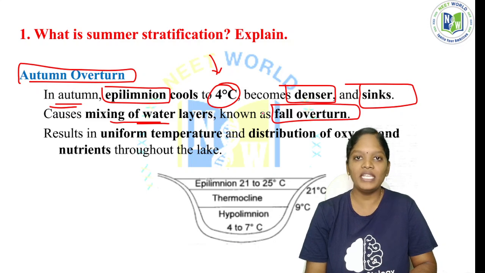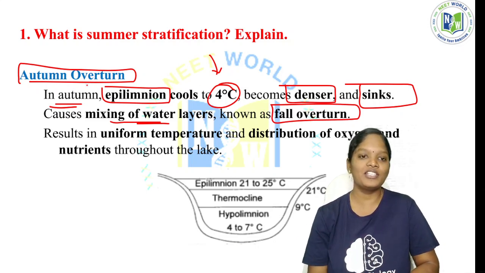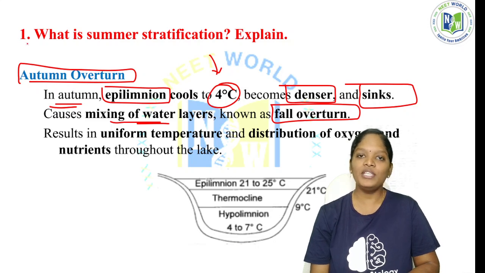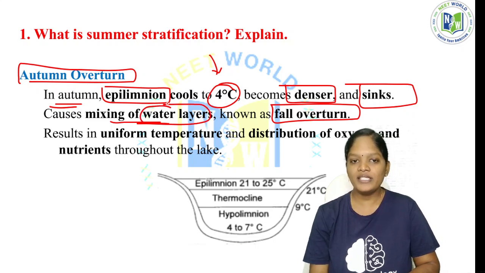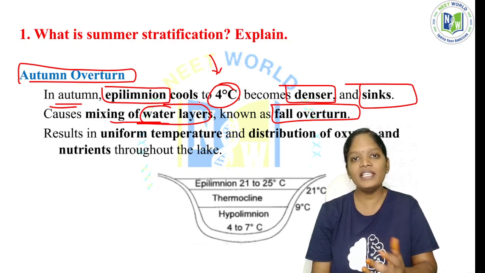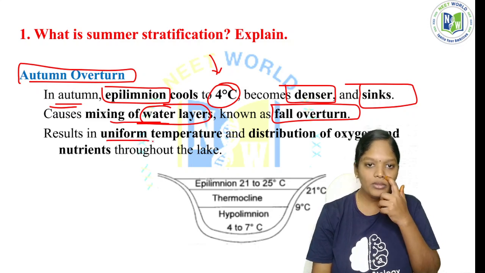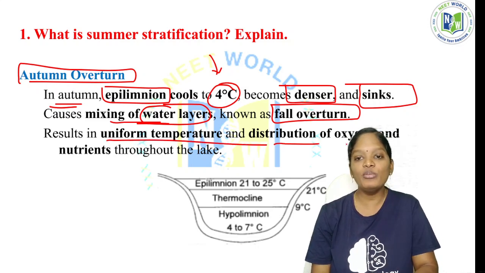Fall is nothing but autumn. So this is the difference between American English and British English. So autumn means fall. This causes a mixing of water layers as the epilimnion layer cools down, decreasing in body temperature. So this results in uniform temperature and distribution of oxygen and nutrients through the lake.